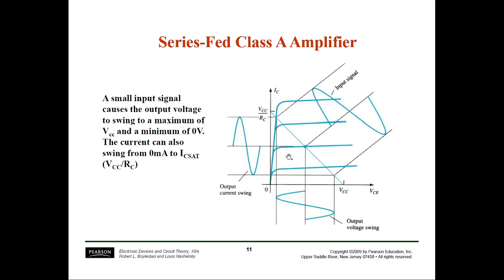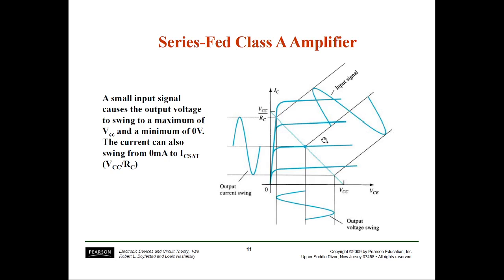As we know, the Q point is at the center of the load line. This is my input waveform, and here the collector current IC is obtained. The AC IC current is like this, and the output voltage and current are like this. Due to that, you will find 360-degree conduction of both the input and output voltage and current. So this is the significance of the Q point.